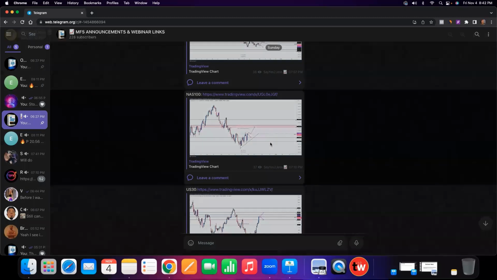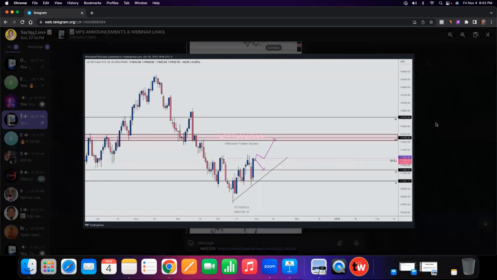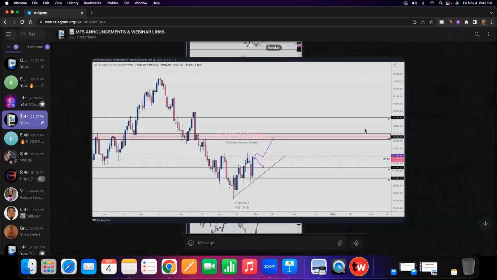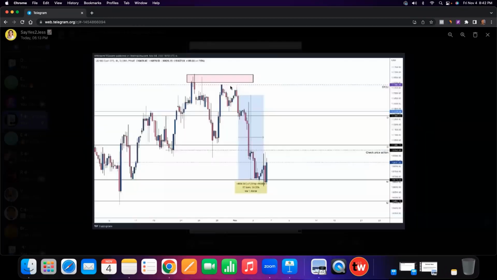Then we have NAS here. NAS, I was expecting either a push down or for it to break up to a 4-hour resistance here. Excuse me, our daily resistance. And let's see what happens. It respected it, you guys. So it respected our resistance. It was unable to break it.